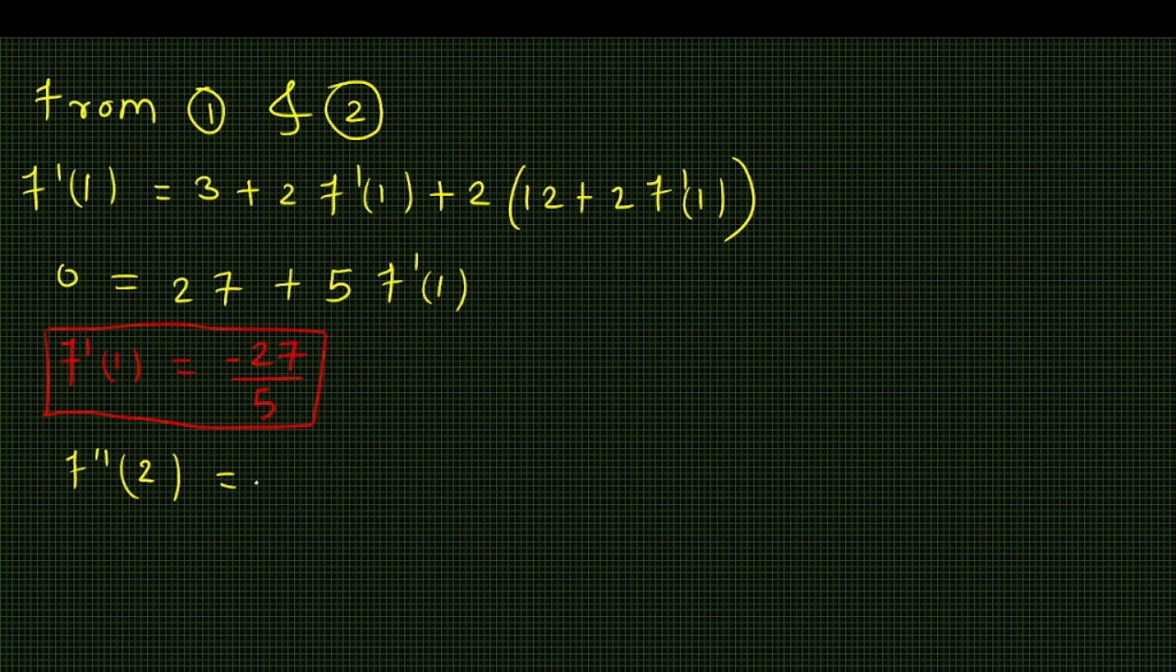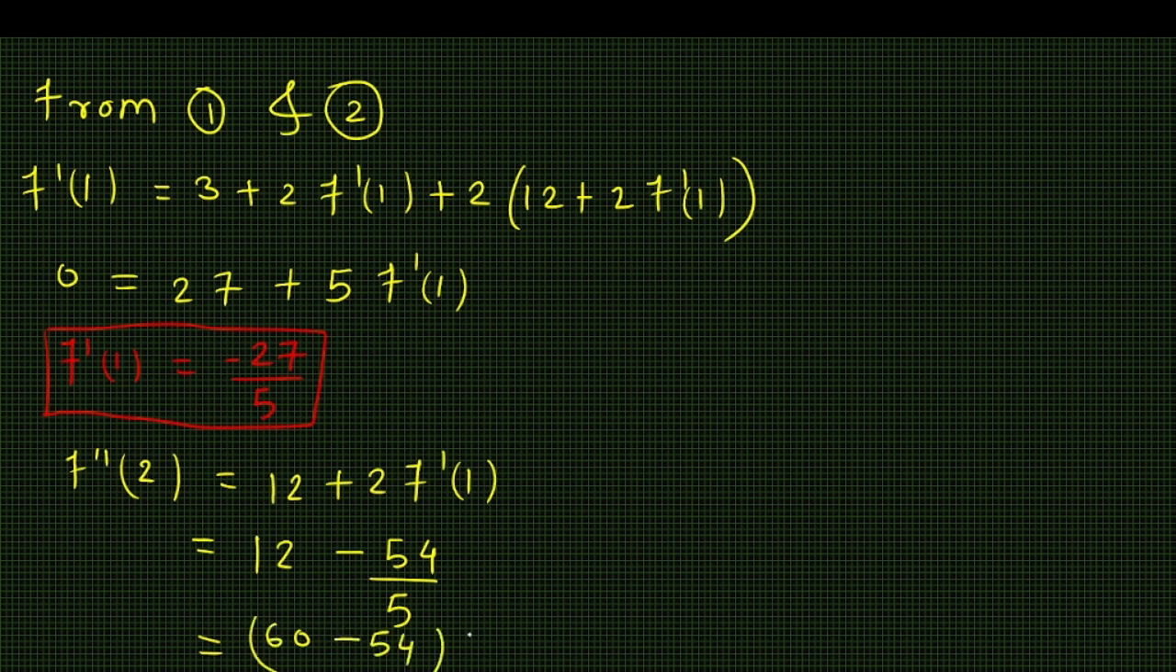We will get 12 minus 54/5, and 12 into 5 is 60. So (60 minus 54)/5, which is 6/5, is f''(2).